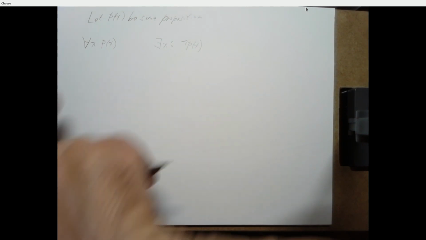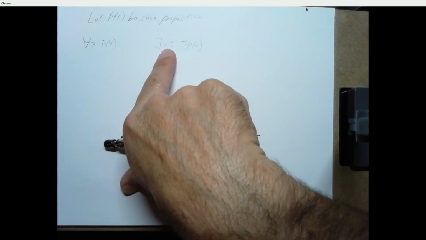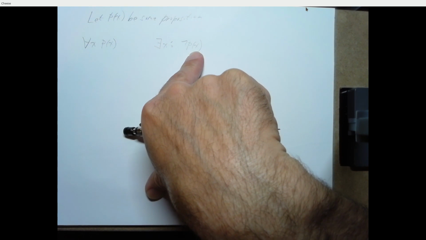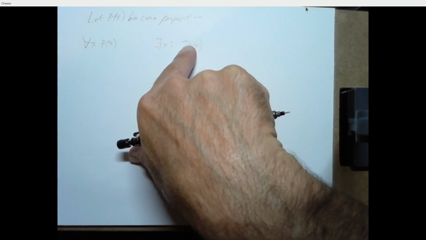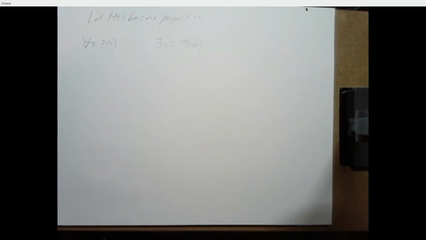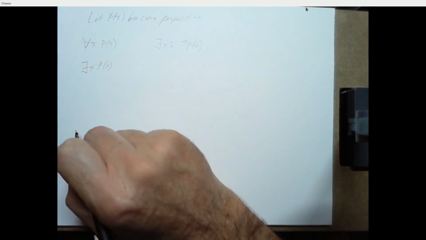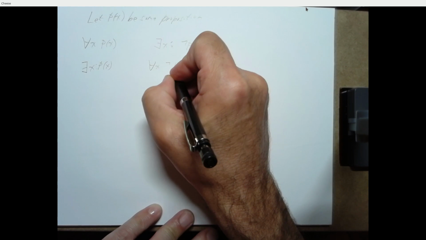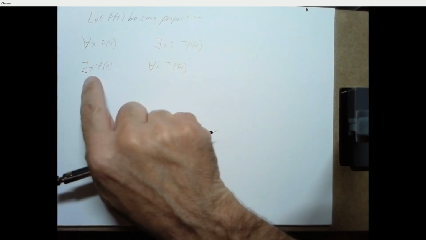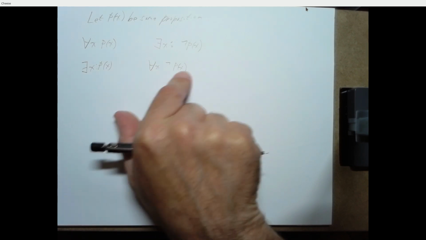And if you think about it, what does this mean? This means that any x that you pick, P of x is going to be true. This is saying there's at least one x where P of x is false. So this and this are complements of each other, right? The negation of this is here, and the negation of that is here. And similarly, saying there exists an x such that P of x, the negation of that is for all x, not P of x. This says there's at least one x where P is true. The complement of that is saying there's no x where P is true. In other words, for all x, P is false.